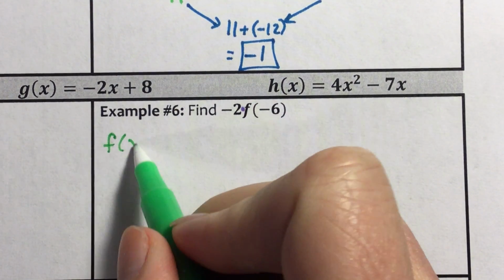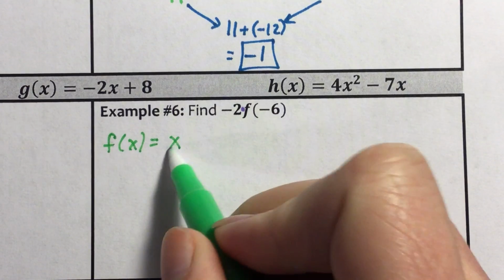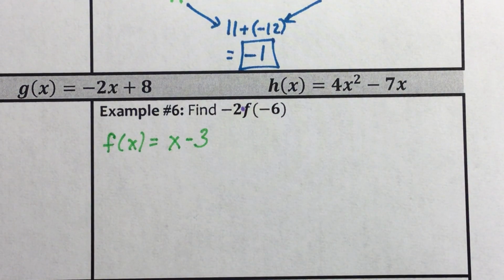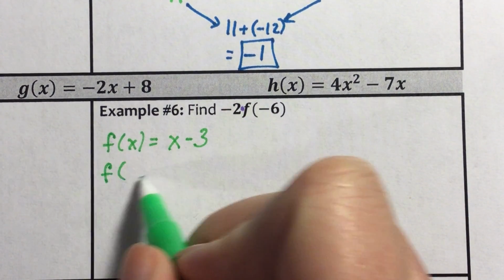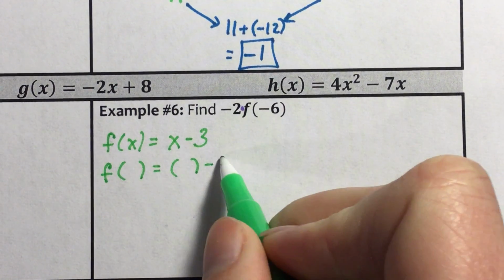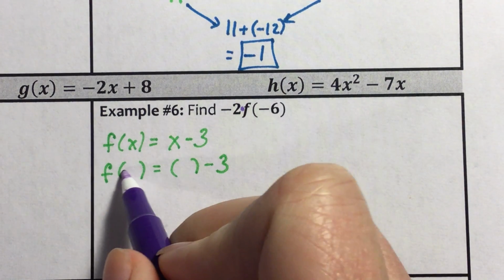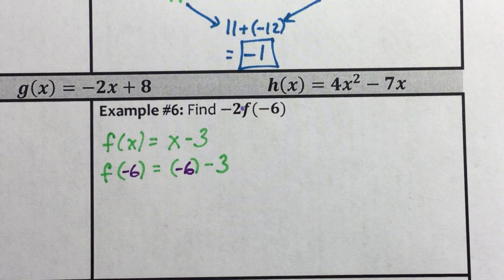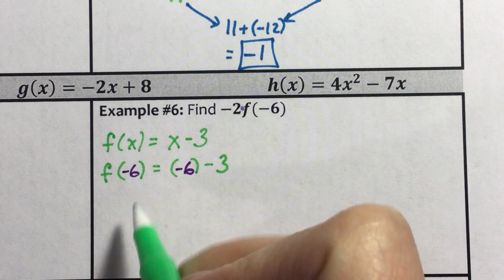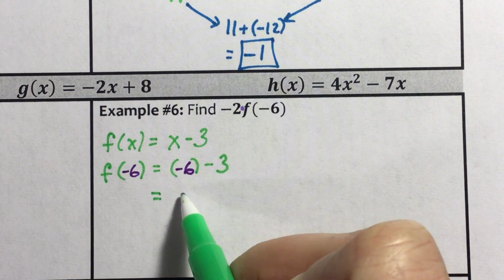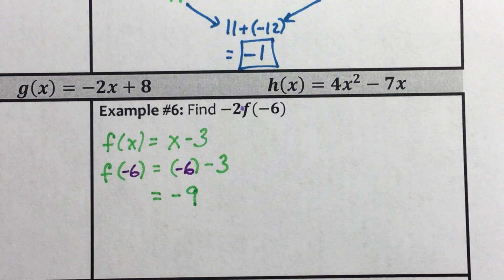Okay, f of x in this set of problems is x minus 3. So everywhere we see an x, we'll put a set of parentheses. Okay, x was -6. So this is going to equal -6 minus 3, which is -9. So that's f of -6, but we're trying to find -2 times f of -6.